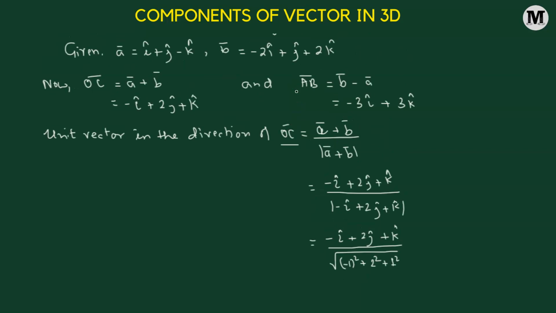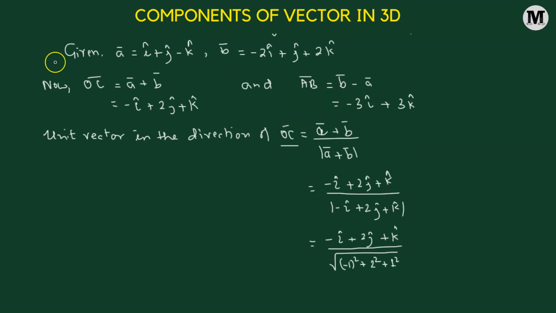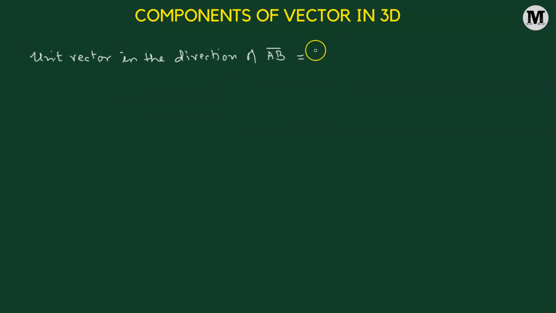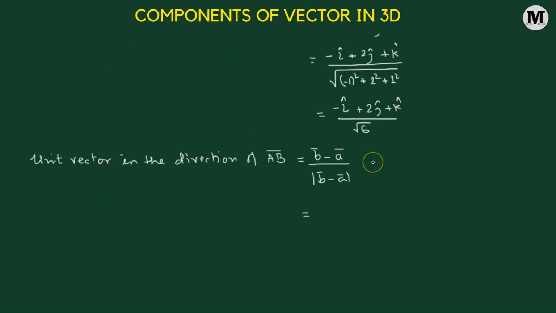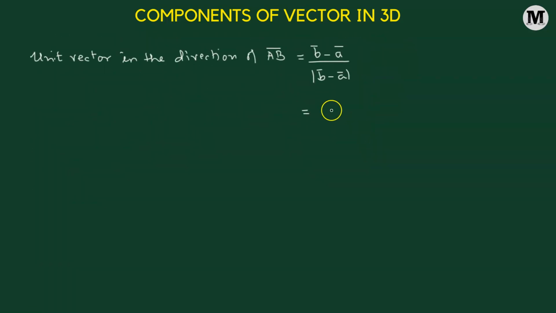Okay, let's find out the unit vector in the direction of AB vector. So this is going to be given by B vector minus A vector divided by the magnitude of B vector minus A vector. So let's use the value of B vector minus A vector. We already obtained that value. That's negative 3 i cap plus 3 k cap, whole divided by the magnitude of negative 3 i cap plus 3 k cap.